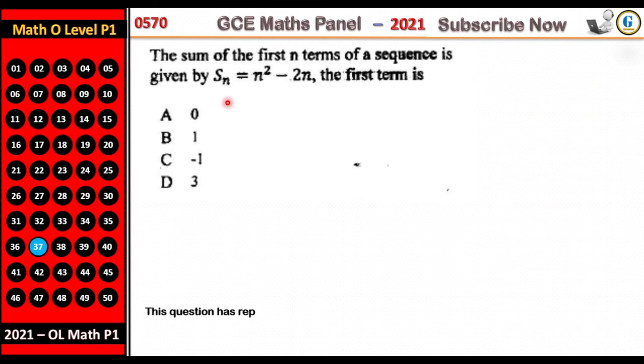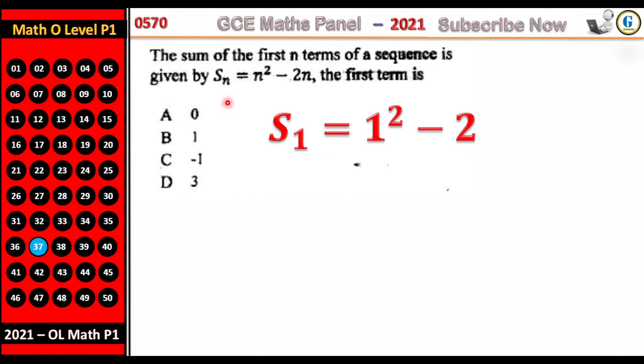So the first term will just be equal to, when n is equal to 1, S1 equals 1 squared minus 2 times 1. That gives us negative 1. So our key here is negative 1.